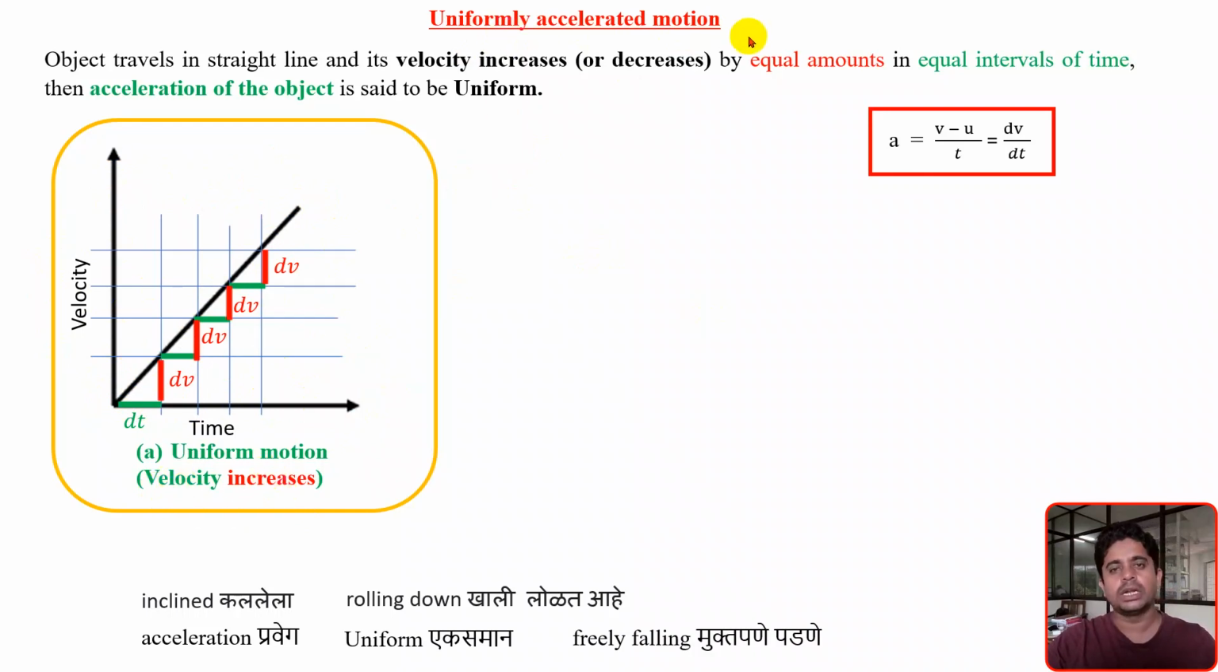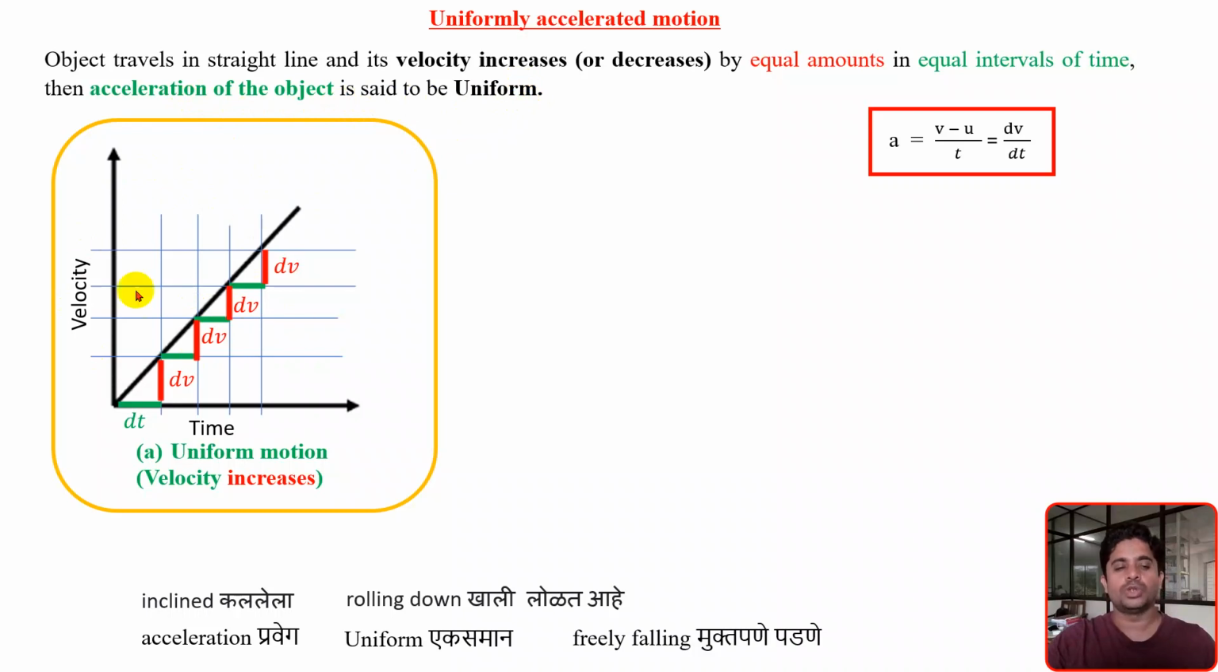What is uniformly accelerated motion? The object travels in a straight line and its velocity increases or decreases. This is very important. Velocity can either increase or decrease by an equal amount in equal intervals of time. Then the acceleration of the object is said to be uniform.